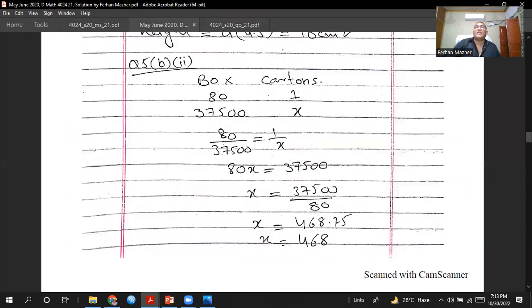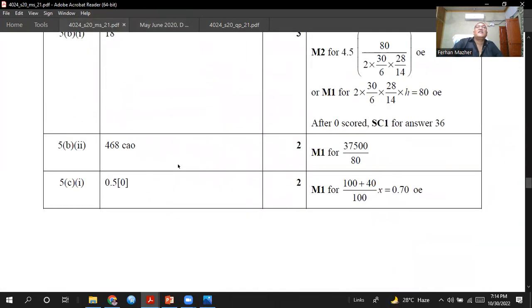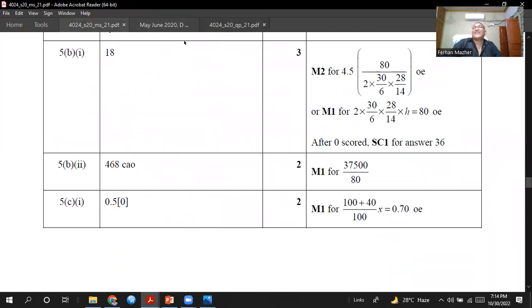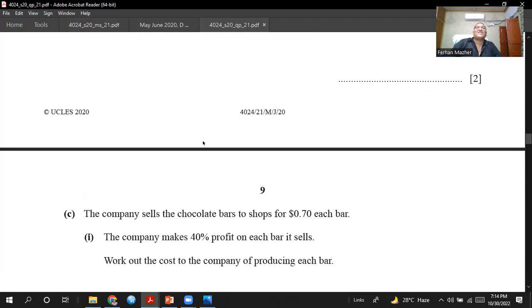I'm going to use the method of proportion. One carton carries 80 boxes. So if you have 37,500 boxes, how many cartons? So 80 by 37,500 equals 1 by x. Cross multiply, so you will have 80x equals 37,500. So x will be 37,500 divided by 80, which is 468.75. Because you have to tell how many complete cartons can be filled, they are 468 cartons. 468 is the right answer, from the marking scheme. That was a 2 marks question. Okay, we are going to the next question.